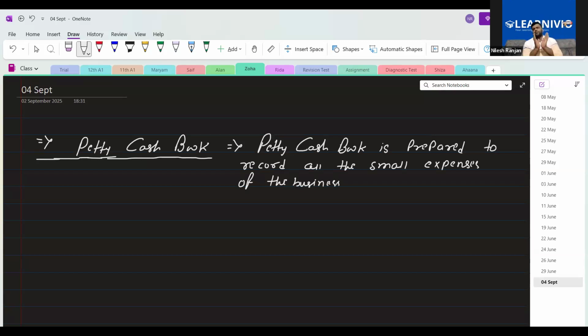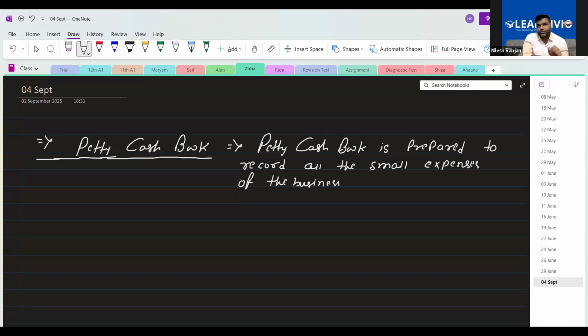Okay, so it is the basic simple definition. Petty cash book is prepared to record all the small expenses of the business to save time and space in the main accounting book, the main cash book. In the cash book, when we incur some expenses, we have to record it because it is a cash transaction. Now the thing is, in the cash book there are already so many transactions we have to record.